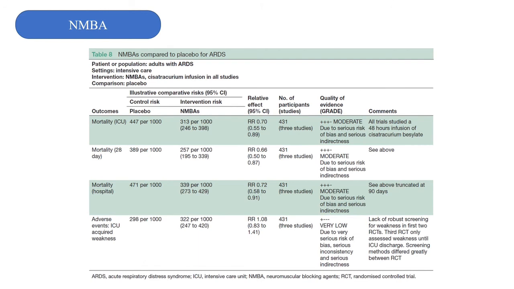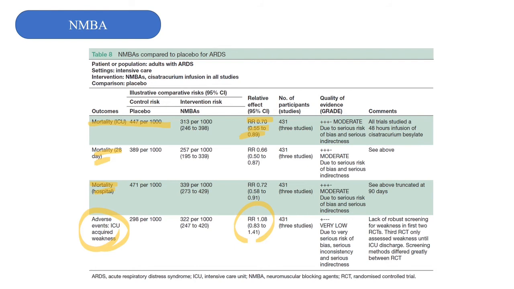The use of neuromuscular blocking agents. Statistically, we can say that the use of neuromuscular blocking agents improved survival and decreased mortality, whether ICU mortality, 28-day mortality, or even hospital mortality, with no changes related to acquired weakness. What is the possible cause of this?